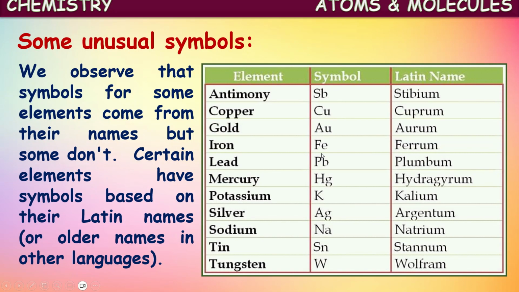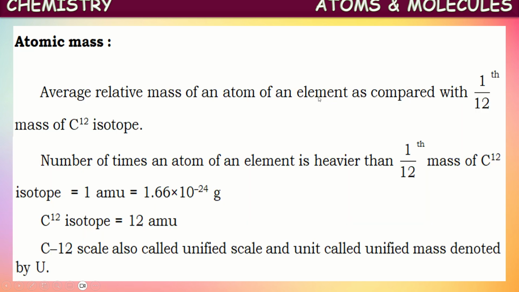Aurum, Au. Ferrum: F is already taken by fluorine. Here F is repeated, so for one more prominent letter we give importance to E, ferrum, Fe. In this way, we write the symbols of the elements.